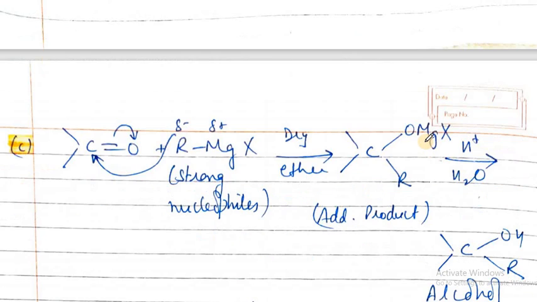So next is the addition of Grignard reagent. In this, the carbon has partial negative charge, so through this it forms a bond with the carbon and these electrons move to oxygen, so MgX gets attached to oxygen as OMgX and the alkyl group to the carbon directly through this electron pair, and these are strong nucleophiles.